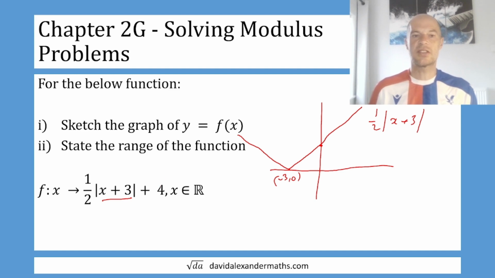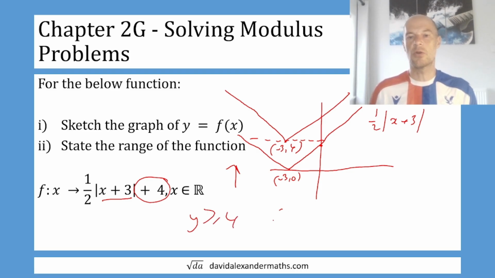Now, because it's the half of the modulus of x plus 3, plus 4, what I'm doing is shifting this whole graph up by 4. So this point, negative 3, 0, will now become negative 3, 4. Okay, so there we have it, negative 3, positive 4. So therefore, any y value must be 4 or greater. So y must be greater than or equal to 4, or f of x must be greater than or equal to 4. So that is the range of the function.